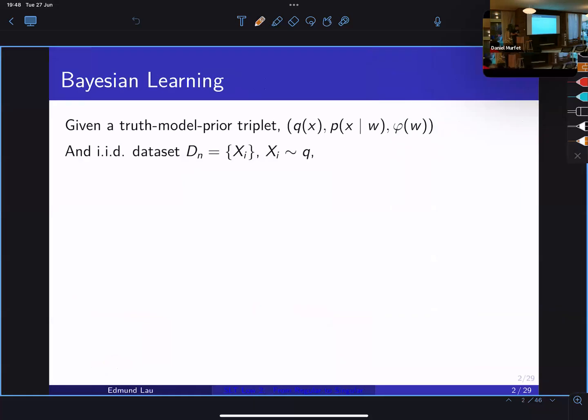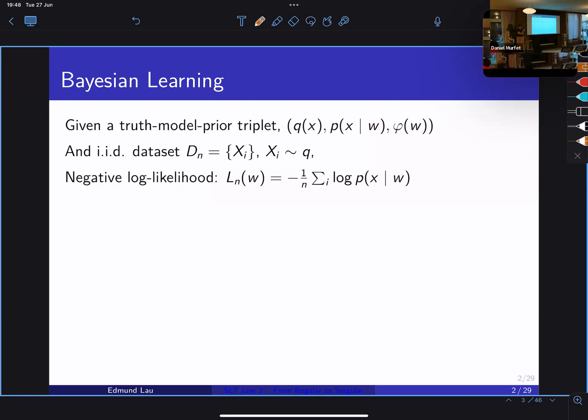Okay, but first I'll just review some of the quantities in Bayesian learning, to recall a lot of the notation. So the setting is Bayesian learning. We are usually given a truth, model, prior triplet. We have Q, the truth, that is generating an i.i.d. data set for us. D_n is our data set, and each X_i is an observation generated from Q. P is our model, P of x given w, parameterized by w. W is our parameter space, each point is a model, and we have a prior over this parameter space.